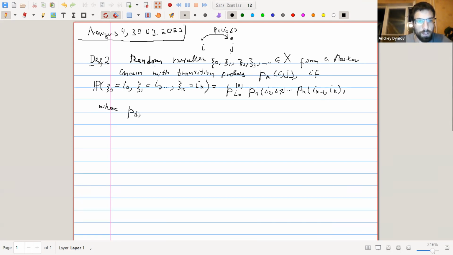And here p_0(i_0), recall that we denote the initial distribution of our Markov chain by this letter. So it means that this is the probability that xi_0 equals i_0. Okay. And this relation should hold for any i_0, i_1, i_2, etc. from our set of states X and any k more than or equal to one, right? So this was the definition.